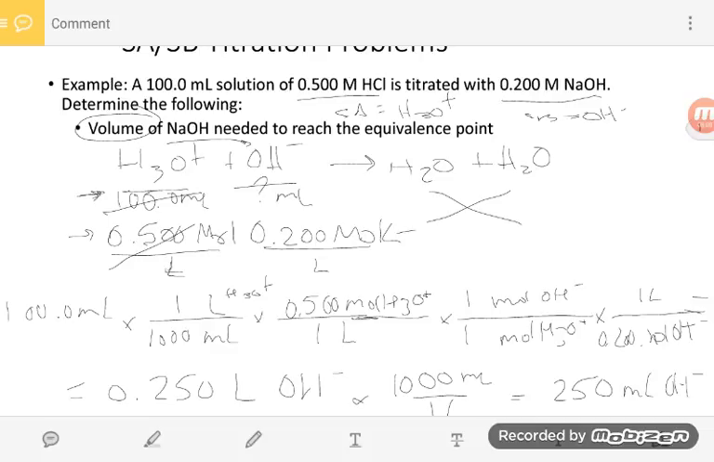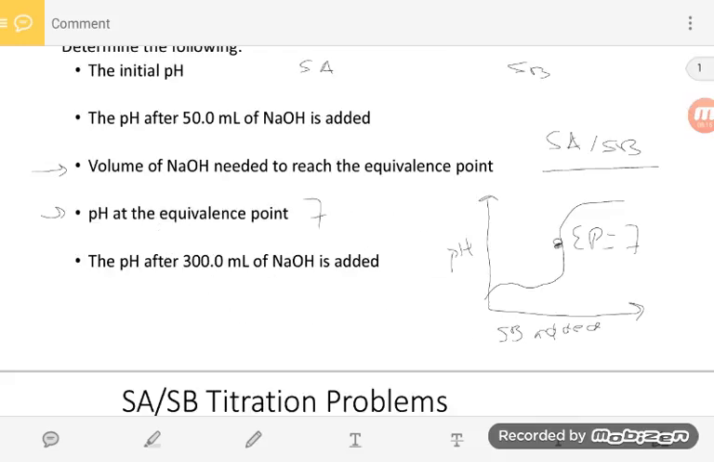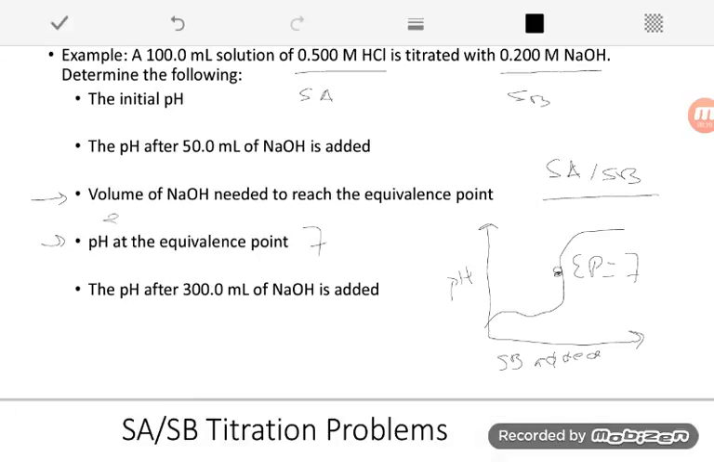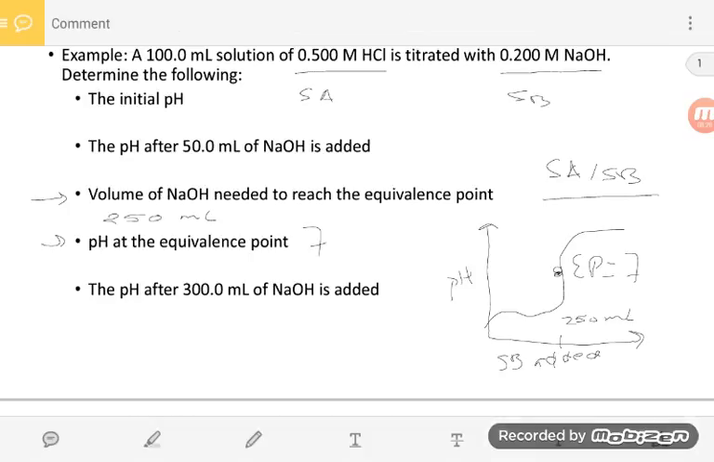So I just write my little equation, I organize my information, do a little baby stoichiometry problem, and I can figure out the volume needed to reach the equivalence point. So I'm just going to go back up and record that here so we can keep track. I also like to mark it on my graph, because now when I look at my other problems, I can think about, okay, am I before or after the equivalence point? And then I know what to expect.